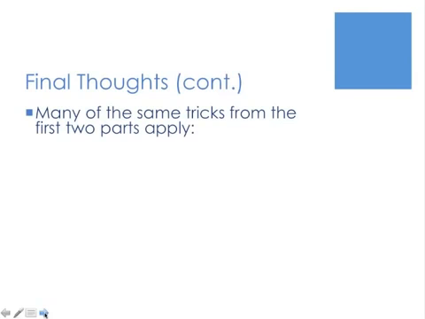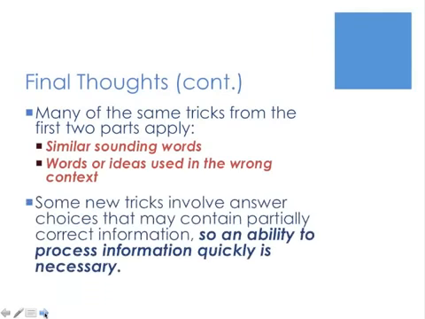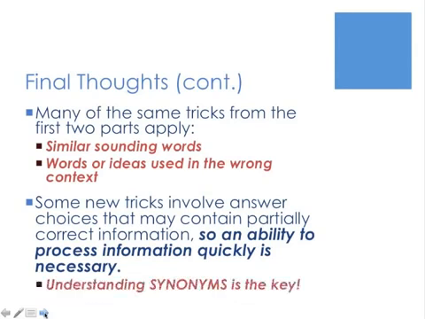Of course, we saw that many of the same tricks from the first two parts apply. We could see words that have similar sounds, or words or ideas that are perhaps being used in the wrong context. But some new tricks involve answer choices that may contain some of the first two, and of course partially correct information, which involves an ability to process information quickly. And this again will be something we discuss more in our final video. So finally, the key is to understand what synonyms are and how to recognize them very quickly.